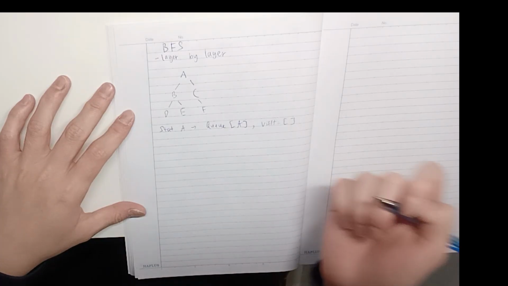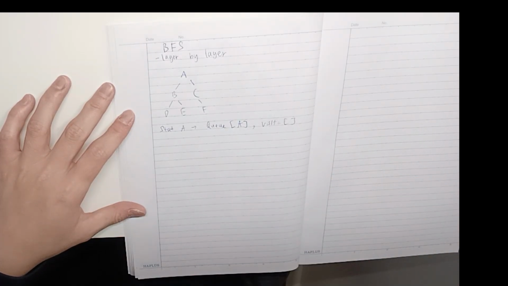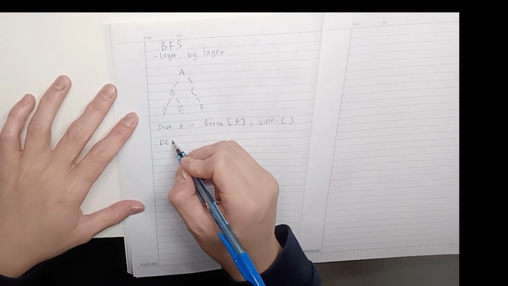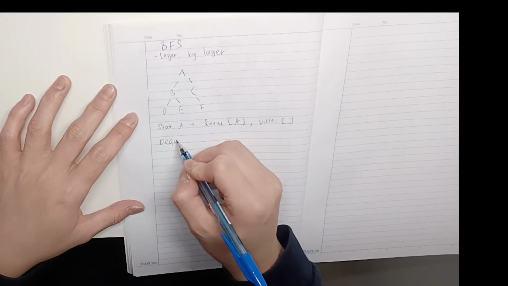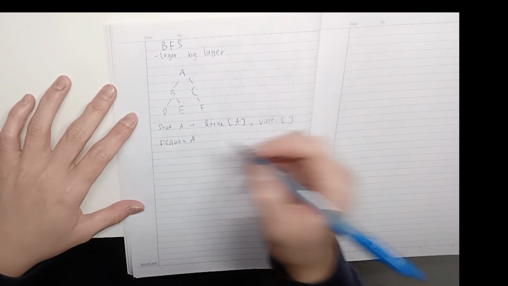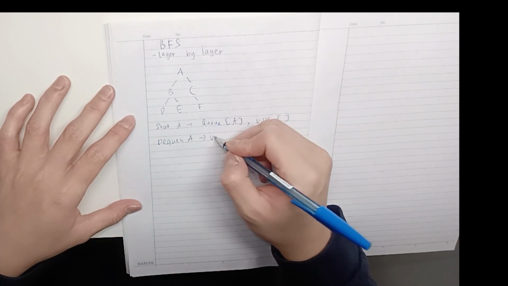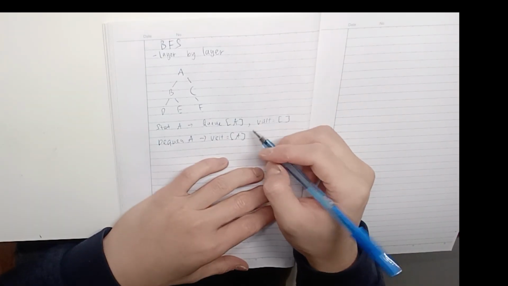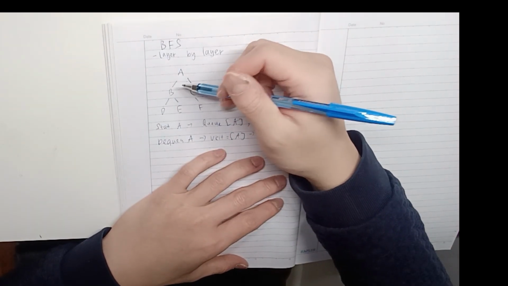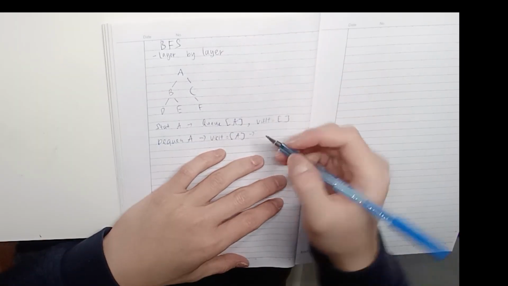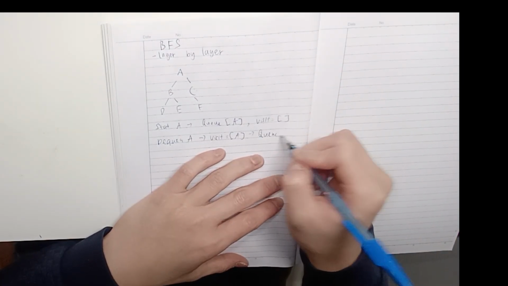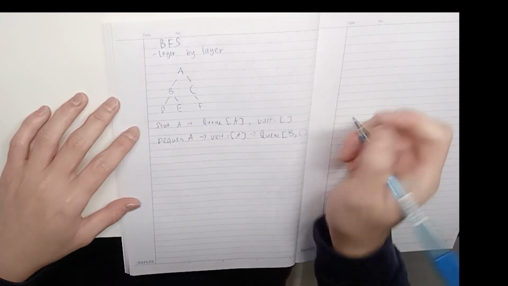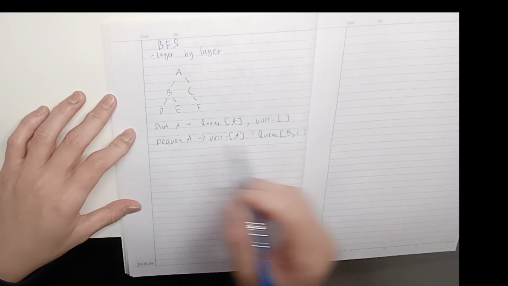So now we will dequeue A. We just queued A, now we dequeue A, and then we visit it. So visited equals A, and now we will enqueue B and C. So now the queue is B and C, and now we will dequeue B.